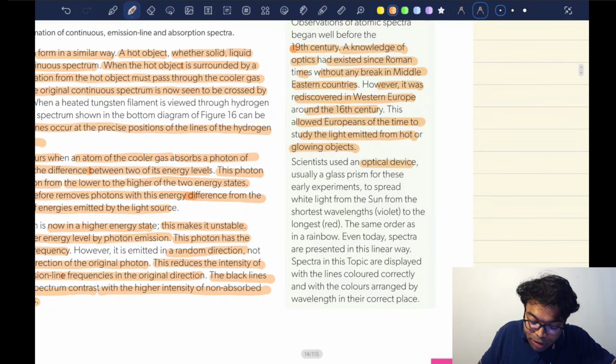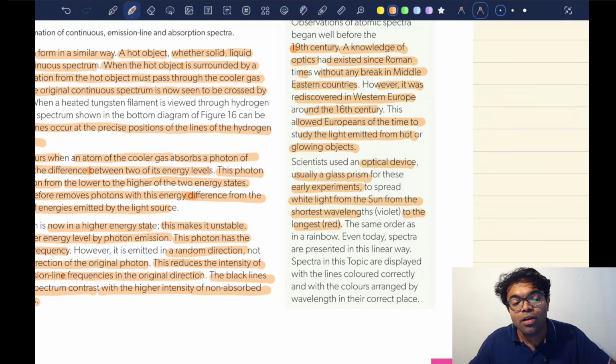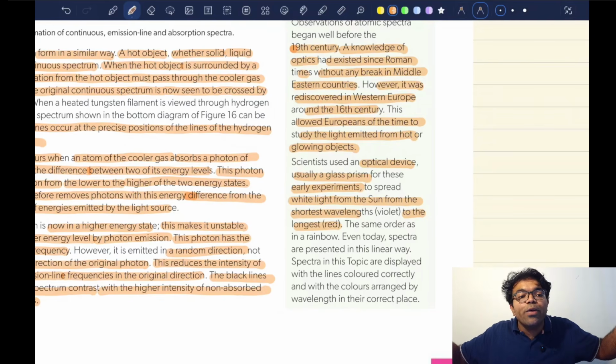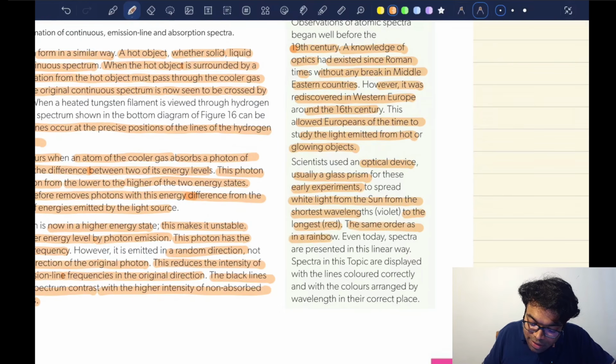Scientists used an optical device, usually a glass prism, for those early experiments to spread the white light coming from the sun, from the shortest wavelength to the longest wavelength. This phenomenon, called dispersion of light, is the splitting of a combination of light into its individual independent wavelengths. So the early scientists used this prism to separate out the light coming from the sun, in the same order as in the rainbow.